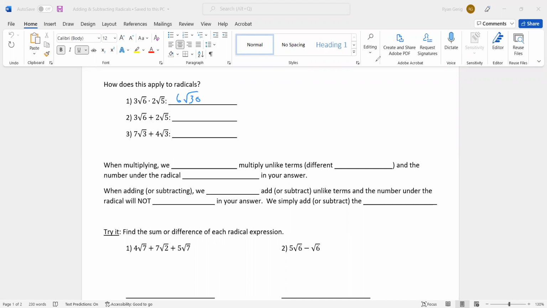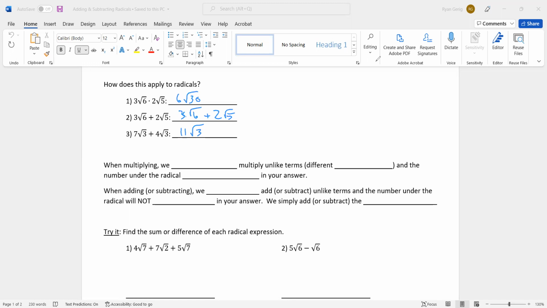3 radical 6 plus 2 radical 5. Now it's plus. We haven't done this yet, but I'm going to tell you that that is 3 radical 6 plus 2 radical 5. I can't do anything with that. Number 3, again, we haven't done this yet, but I'm showing you that 7 radical 3 plus 4 radical 3 is 11 radical 3.